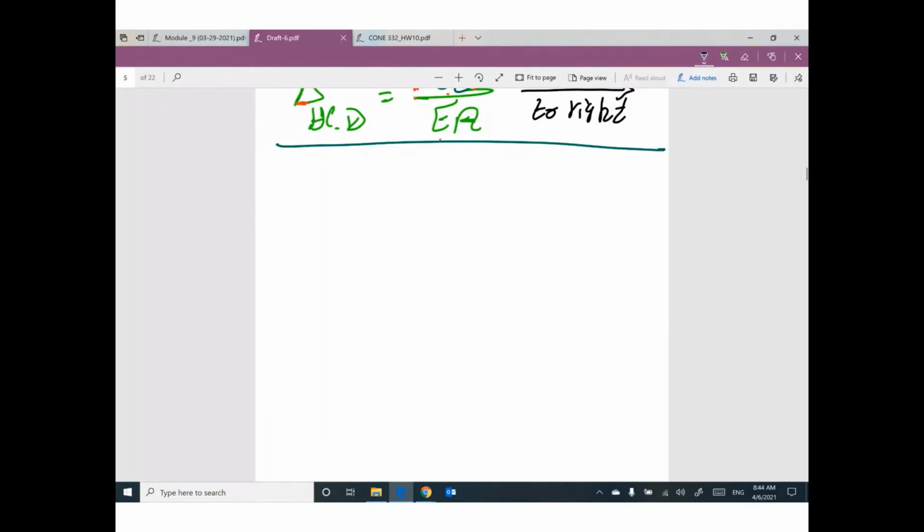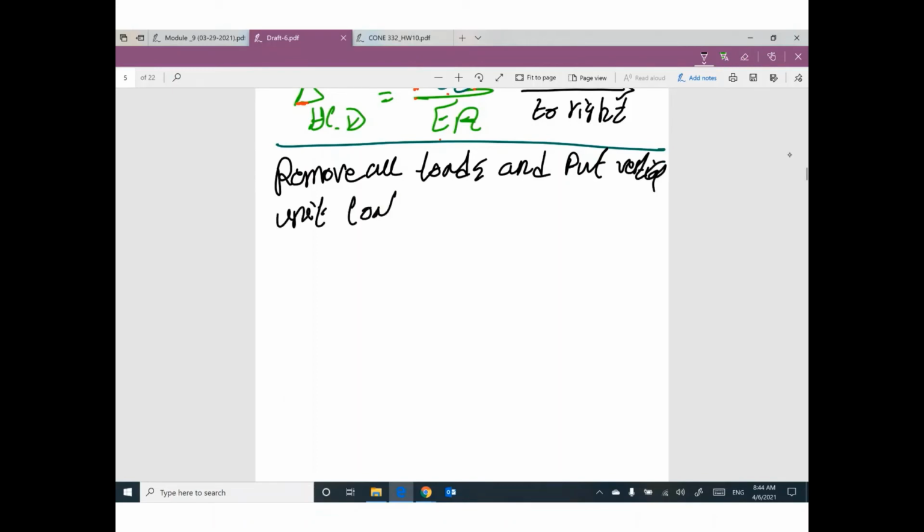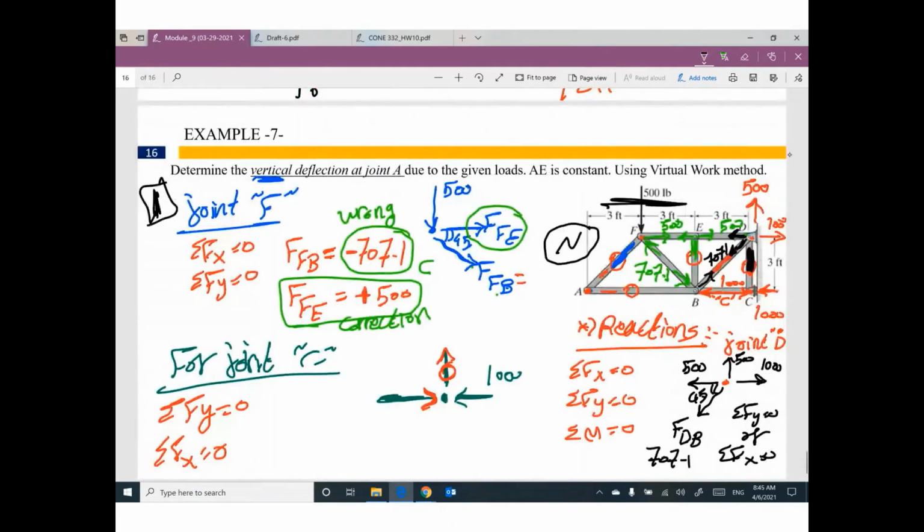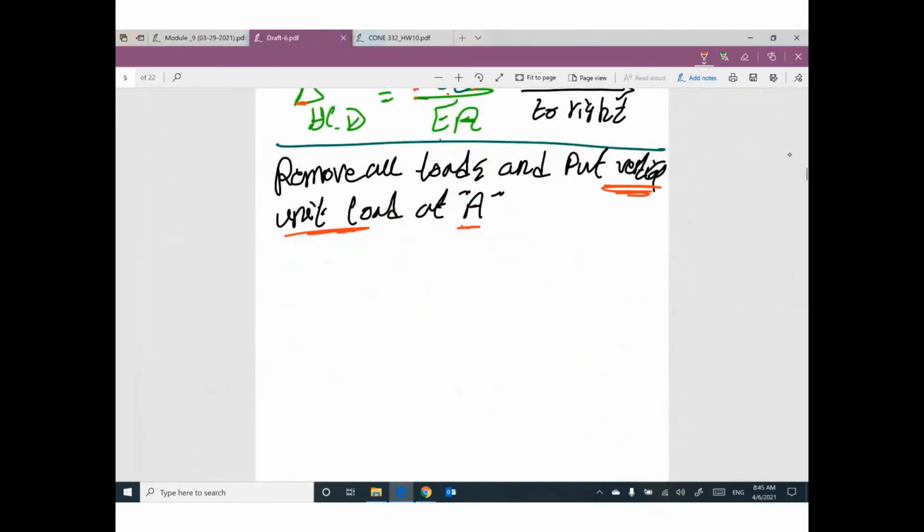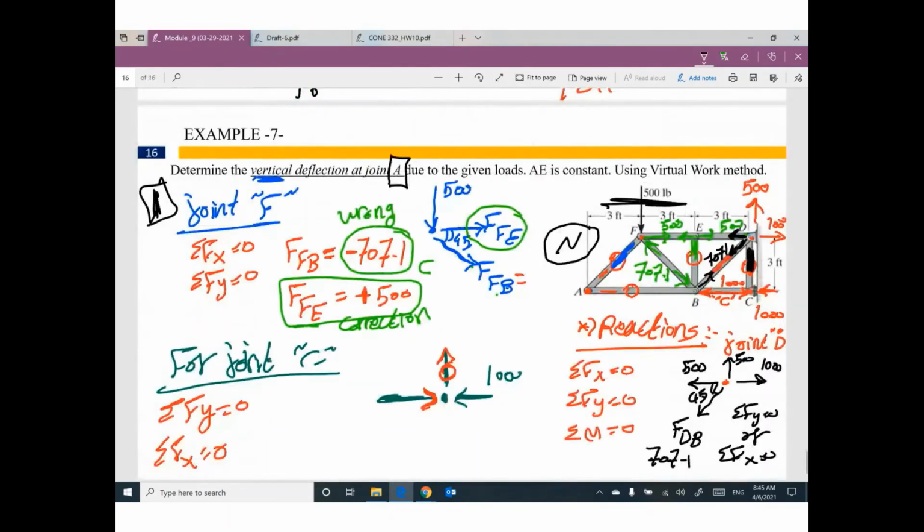Remove all loads and put a vertical unit load at A. I understand we need to put a unit load at A. Why? Because we are looking for deflection at A. Why is the unit load vertical? Because we are looking for vertical deflection. Here is the truss.